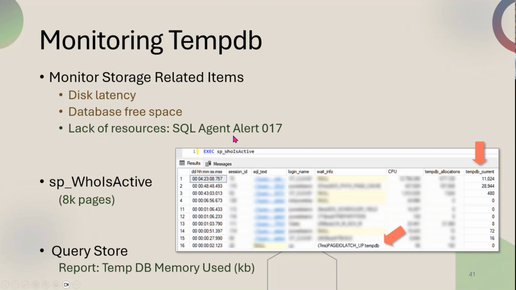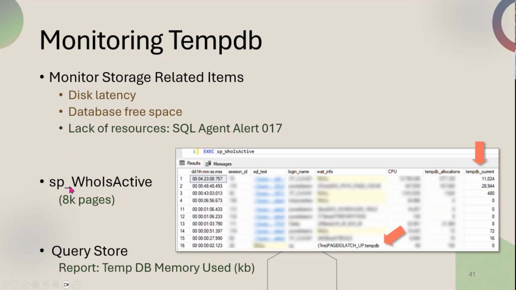Something else that I like to enable is a SQL Agent alert number 17. And what that does, and this is beyond just SQL Server, this will send a message out via SQL Agent when SQL Server doesn't have enough space to grow TempDB, or if there isn't enough memory for a memory grant, or those sorts of things. It'll send out an alert when there aren't enough resources for something.